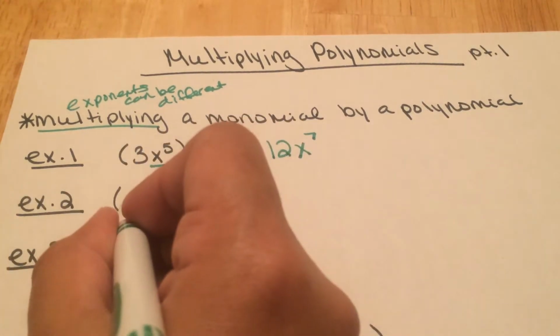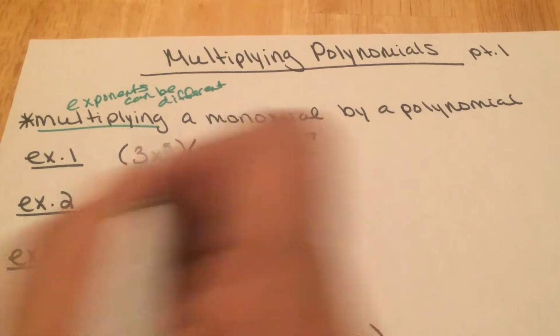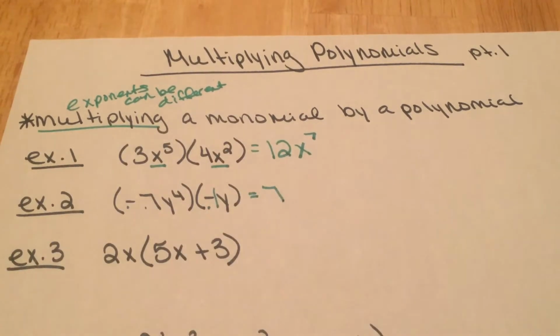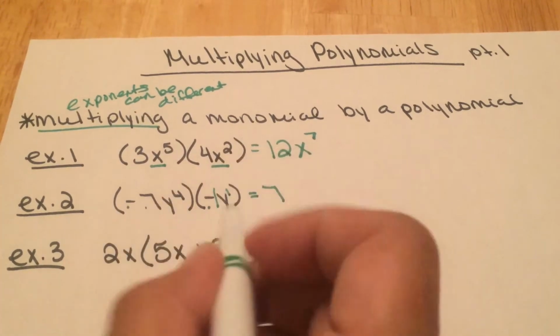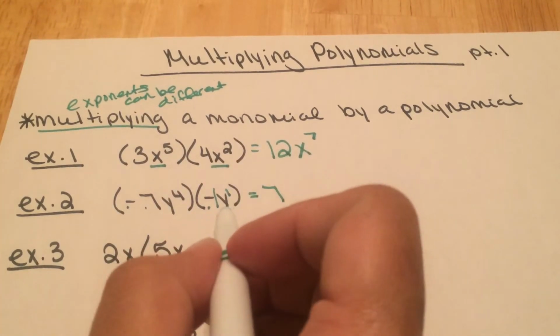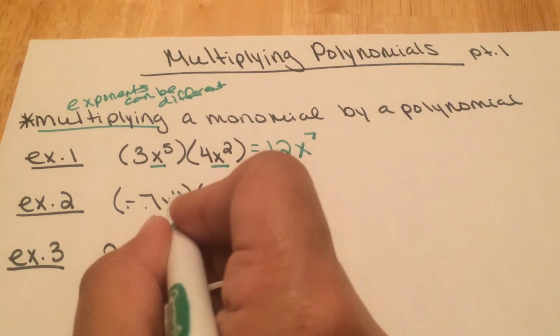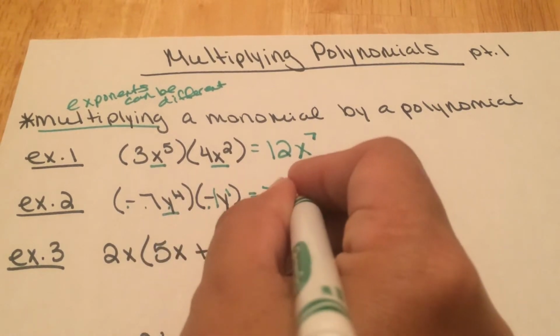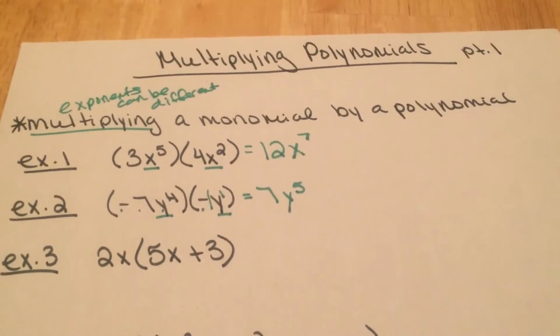Okay, this is going to be a negative times a negative, so we know our answer is going to be positive. 7 times that invisible coefficient of 1 is going to be a 7. And our exponent of this y is the invisible 1. So y to the 4th times y to the 1st is going to be y to the 5th. Hopefully you remember our laws of exponents because that's directly related to multiplying a monomial by a monomial.